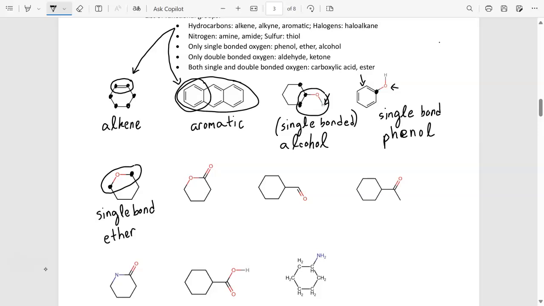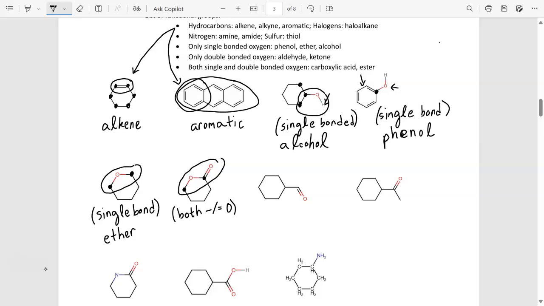Now in the next example, I have two oxygens. So I need to look at all the carbons that are attached on either side of those oxygens. If I have both a single and a double bonded oxygen, then I know that I'm looking at either a carboxylic acid or an ester.